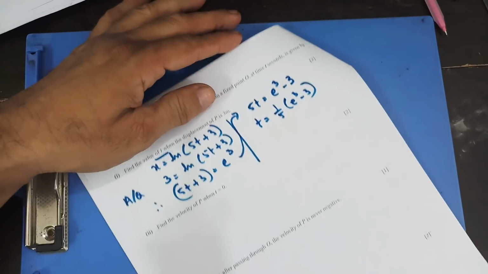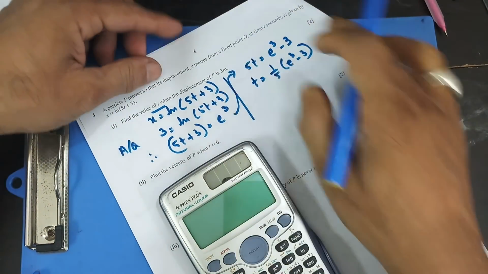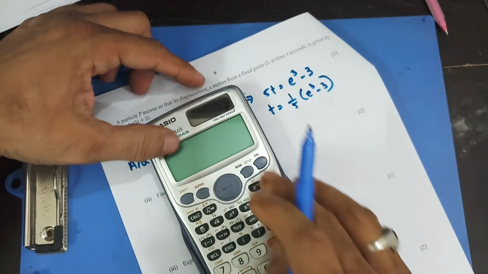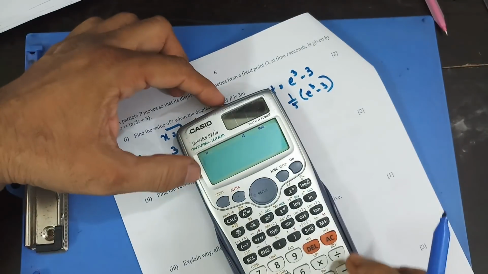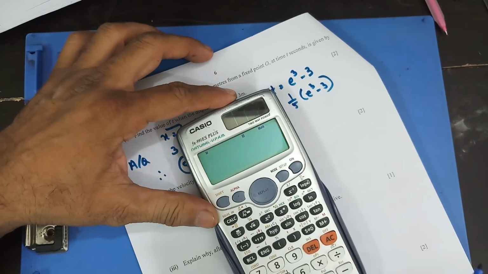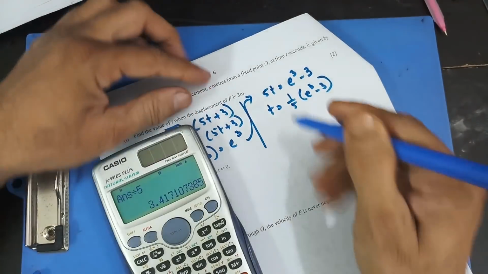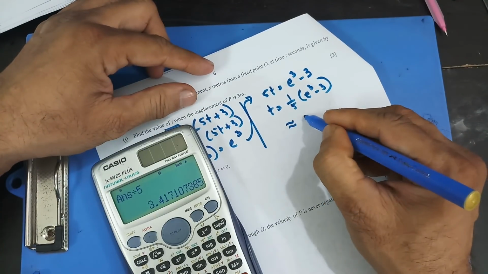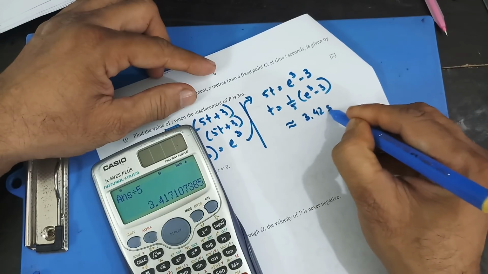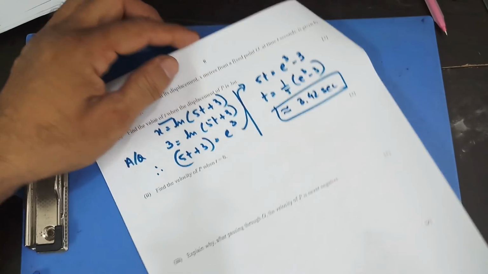You can keep the answer like that, or what can you do? It didn't say whether to keep the answer as an exact value or a decimal. But let me do this in decimal: (e^3 − 3) divided by 5. So to 3 significant figures, that is 3.42 seconds. Okay, so that's the value of t when displacement is 3.